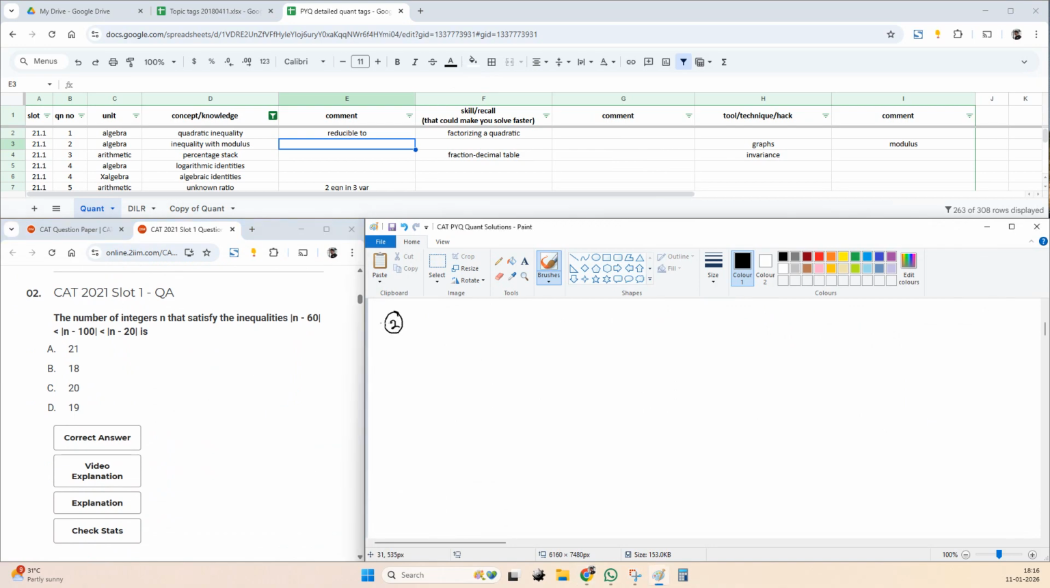Second question is saying the number of integers n that satisfy the inequalities |n − 60| < |n − 100| < |n − 20| is. How many integer solutions are there? The options are kind of stupid because they're all near 20. If I had set this, I would have maybe put 1920 and 3940 or something just for fun.